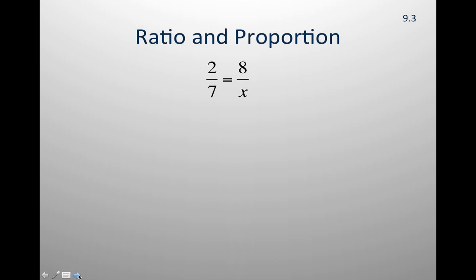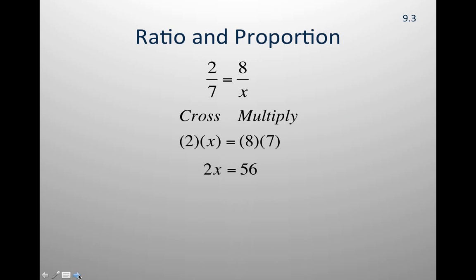Okay, so that's a ratio. Now, a ratio is different than a proportion. A proportion involves two ratios, and we're saying that they're equal to each other. Okay, that they're equivalent fractions. So in order to solve proportions, we have to cross multiply. So we say 2 times x, and then 7 times 8. And then that gives us 2x equals 56. And then we divide both sides by 2, and that gives us x equals 28.